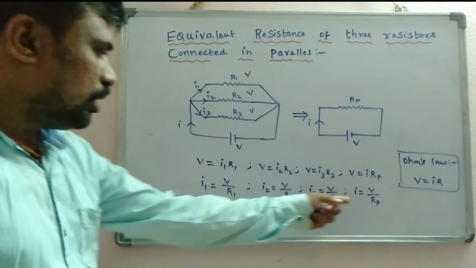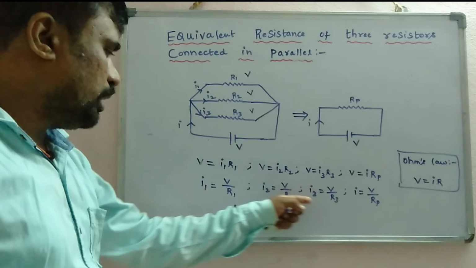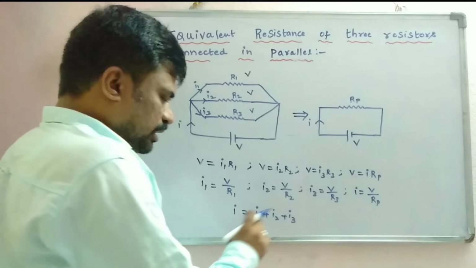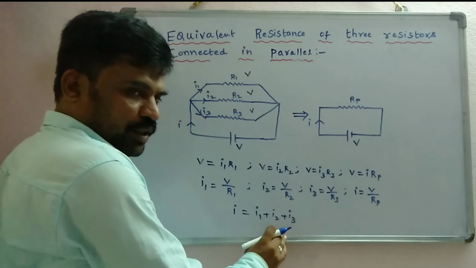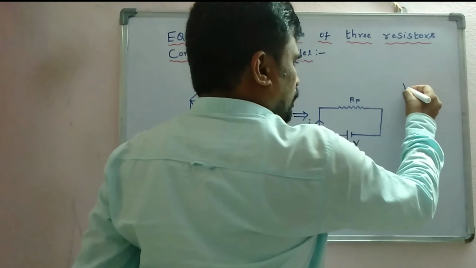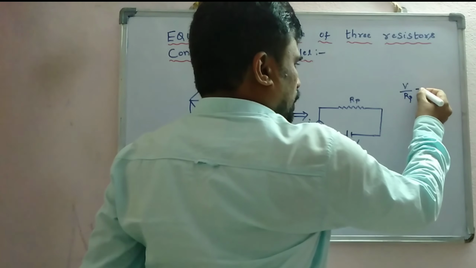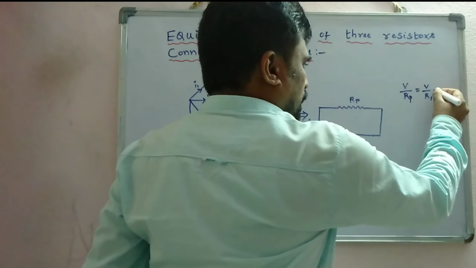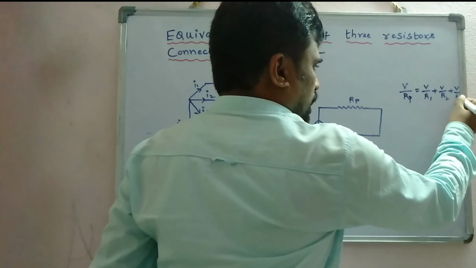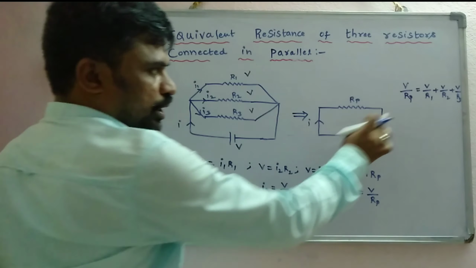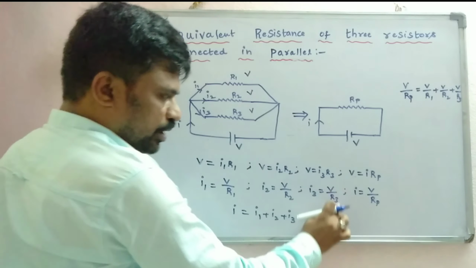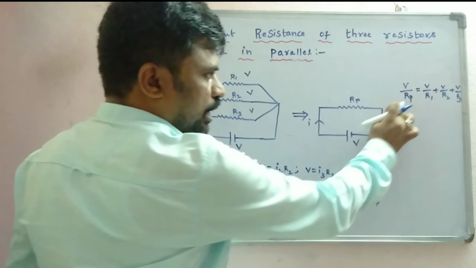Now let us substitute all these I1, I2, I3 and I values in this formula. So in place of I, I can write V by Rp. V by Rp equal to V by R1 plus V by R2 plus V by R3. Observe carefully. In place of I1 I have written V by R1. In place of I2, V by R2. In place of I3, V by R3. In place of I, V by Rp.